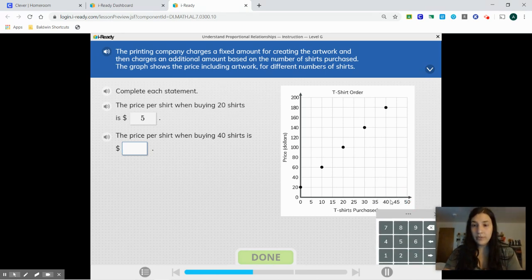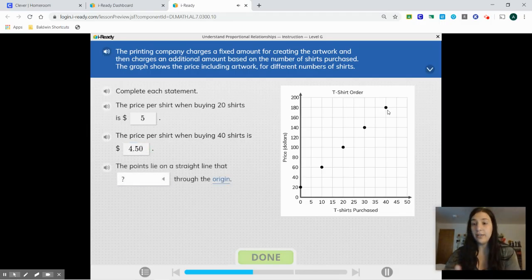If we move this over, we see that 40 shirts is going to cost us $180. And when we do 180 divided by 40, we get $4.50 per shirt. So right there, it shows us we don't have a unit rate or a constant, so it's not proportional. The points lie in a straight line that does not go through the origin. Even though the graph is a straight line, it does not go through the origin. The unit rate is not the same, so the price per shirt is not a proportional relationship.